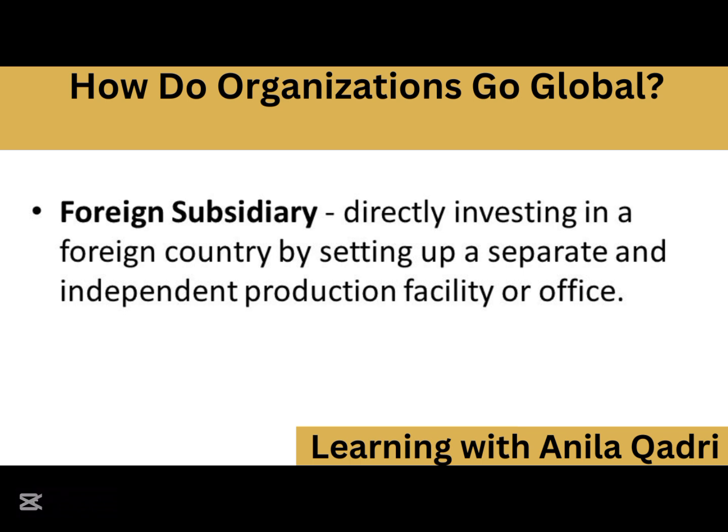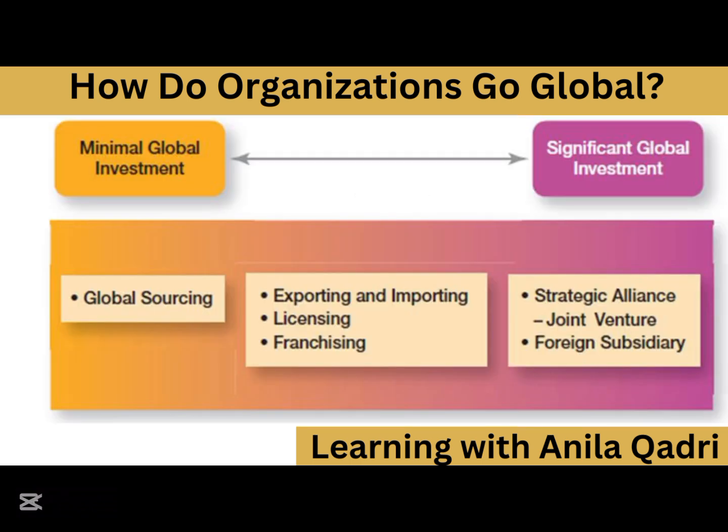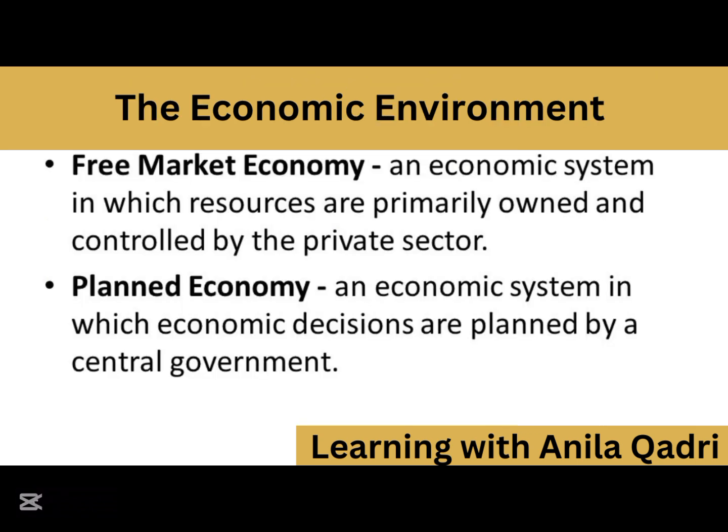Alright, here you can see in diagrammatic form how organizations go global. Minimal global investment, significant global investment. You can see global sourcing, exporting and importing, licensing, franchising, strategic alliance, joint venture, foreign subsidiary. The economic environment, free market economy, an economic system in which resources are primarily owned and controlled by the private sector.